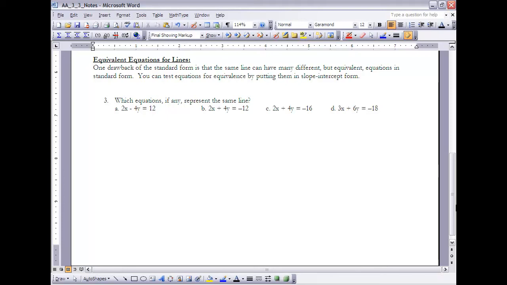So let's take a look at example number 3. It says, which equation, if any, represents the same line? We have 2x minus 4y equals 12, 2x plus 4y equals -12, and so on. They're all similar looking, so let's take a look. I'm going to put each one of those into slope-intercept form, and if they're the same line, their slope-intercept forms will be exactly the same.